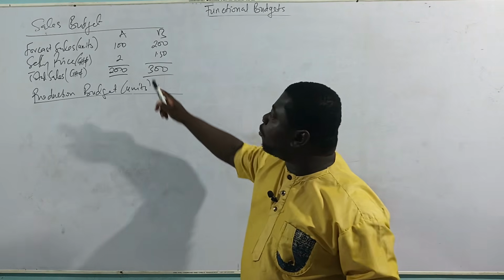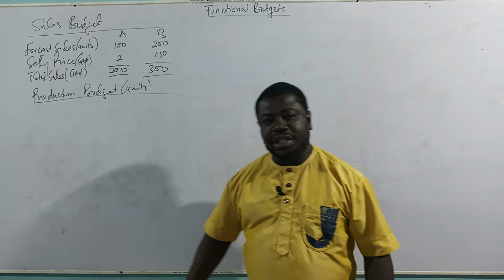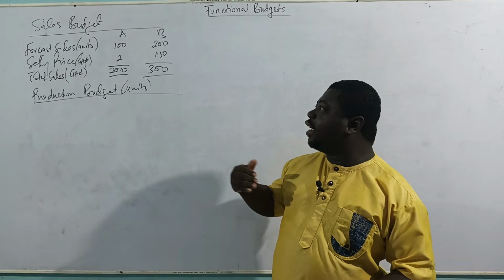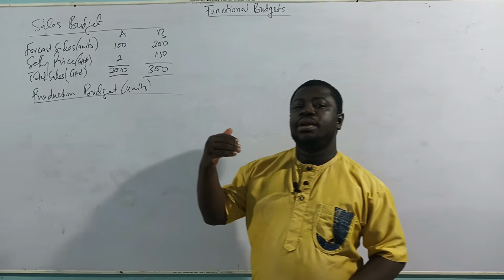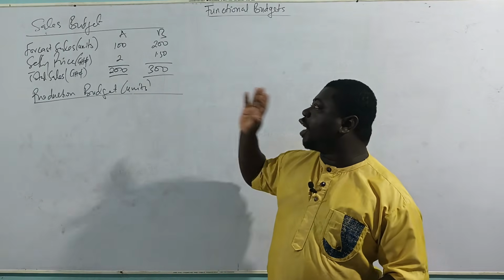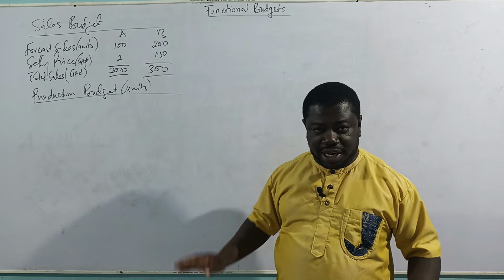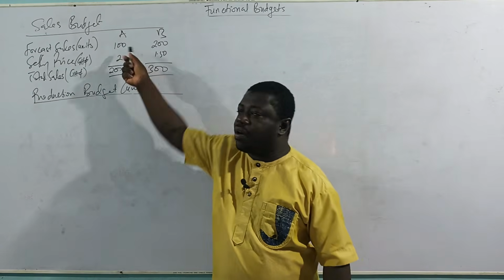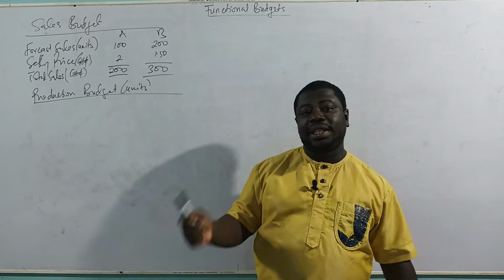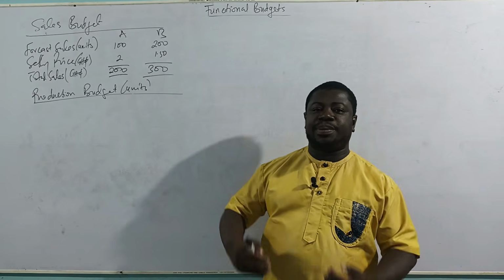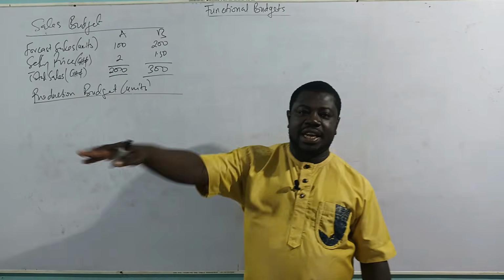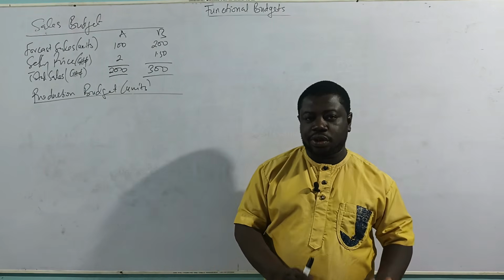For product A, we are expecting to sell 100 units. It is not wise to produce exactly 100, so definitely you expect to get a closing inventory. Assuming we don't have any goods in inventory now and we want to sell 100 units, we can decide to produce, let's say, 130, so that we have an expected closing stock of 30. After selling 100, you still have 30 as closing stock.